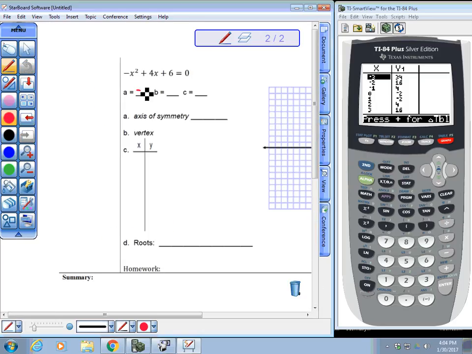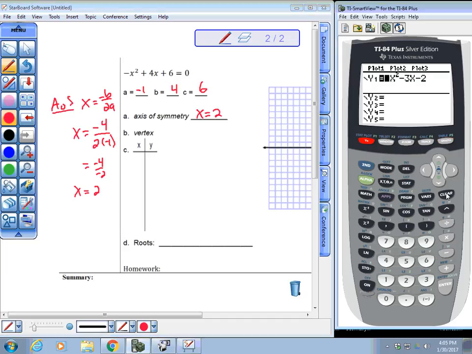All right, this one here, -1 for A, 4 for B, 6 for C, our axis of symmetry, opposite of B over 2A. So we're going to get x equals the opposite of 4 over 2 times -1. So -4 over -2, x equals +2. Now this one should work out that I won't have to figure out the vertex by hand, but rather by putting it in the equation.